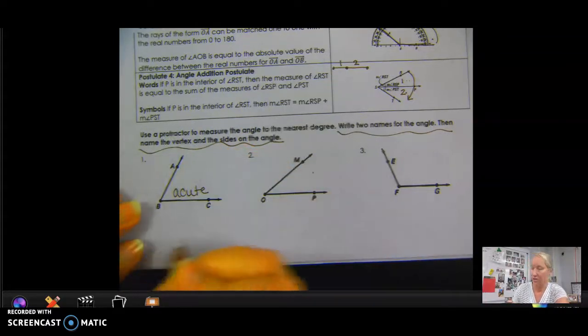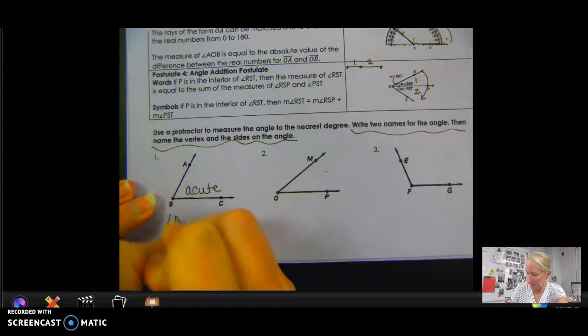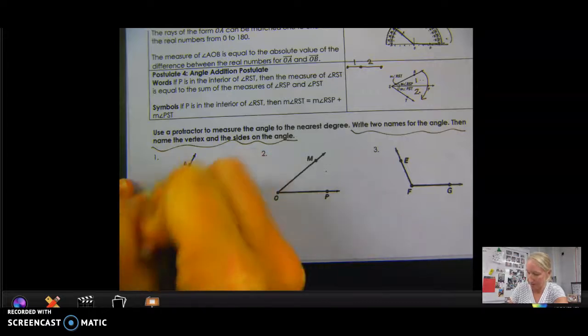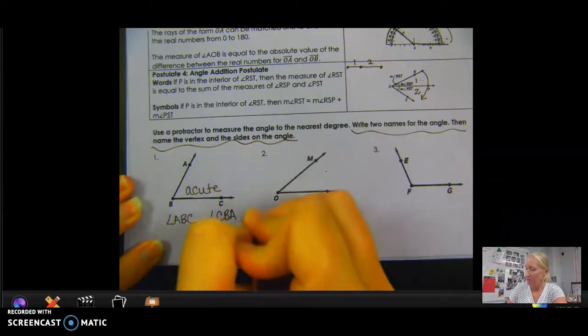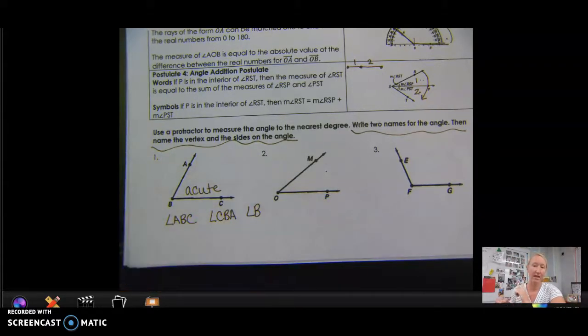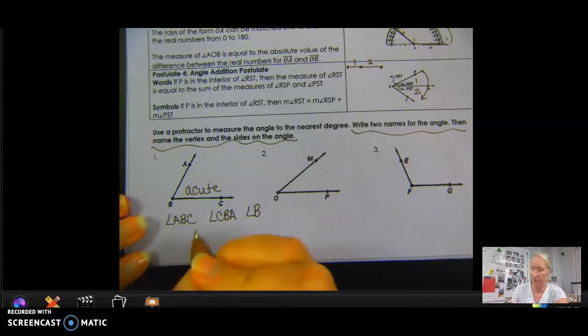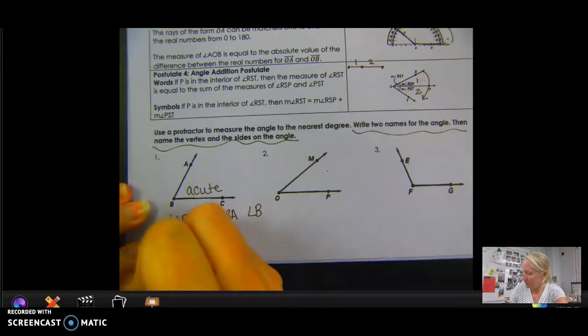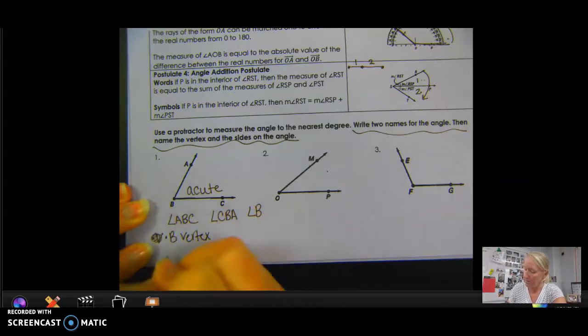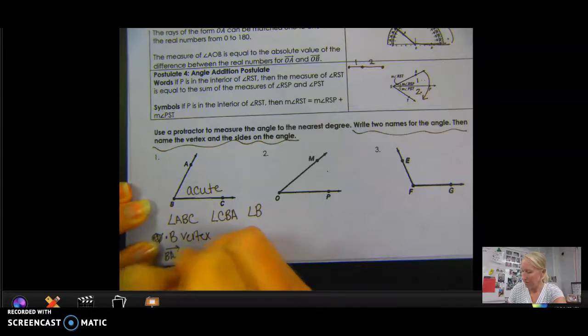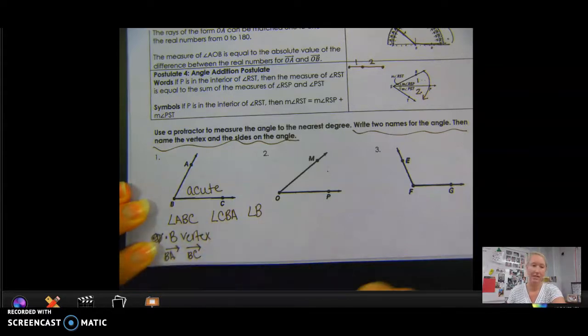And then two names for the angle. We could call this angle A to B to C, so around in a circle. Or we could call it angle C to B to A, around in a circle the other way. We could also call this angle B because there's just one angle at that vertex. Point B is the vertex. The sides: ray BA is a side, and ray BC is another side.